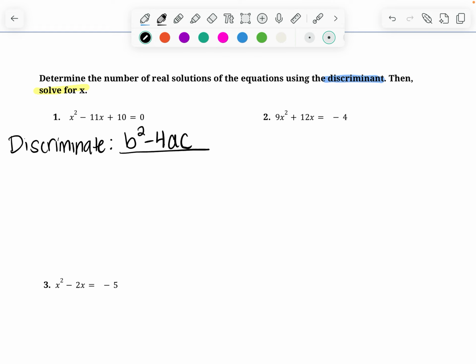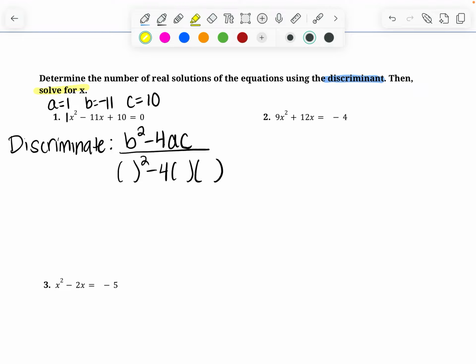So in this example, our a is the number in front of the x squared for this one, which would be 1. B is our number in front of the x, which will be negative 11, and c is 10. So plugging into the discriminant, you want to put a parenthesis where each of your substituting values are going to be. So then you're plugging in for b right here, for a right here, and for c right here. So that's going to be negative 11 squared minus 4 times 1 times 10.